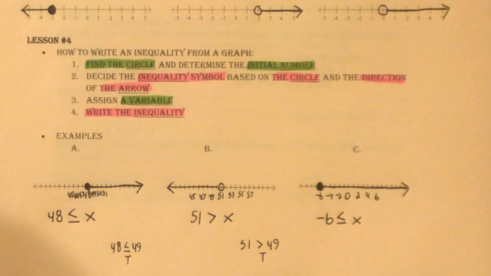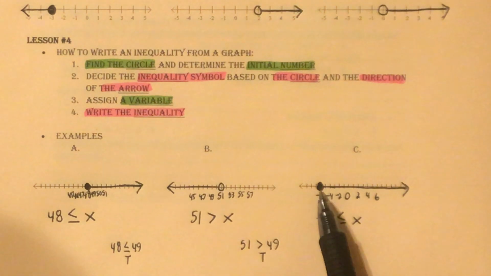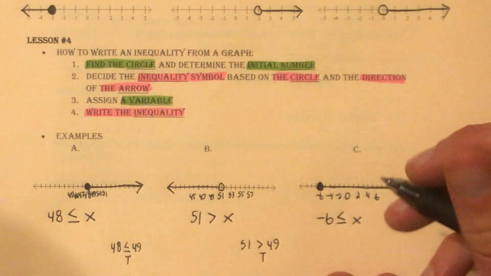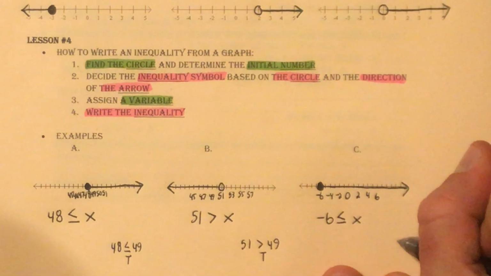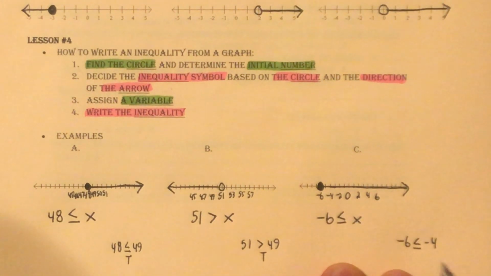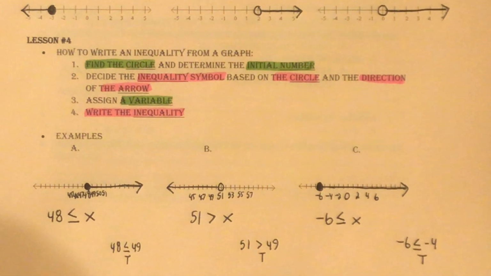Well, I want to see if that comes true, so let me plug a number in to the right here of -6. I choose -4, and I'm going to plug it in for x. -6 is less than or equal to -4. Well, is -6 equal to -4? No, it's not, but it is less than -4, so this is true. So my inequality is correct.